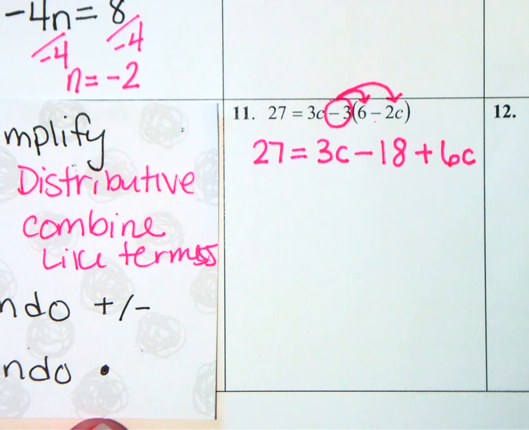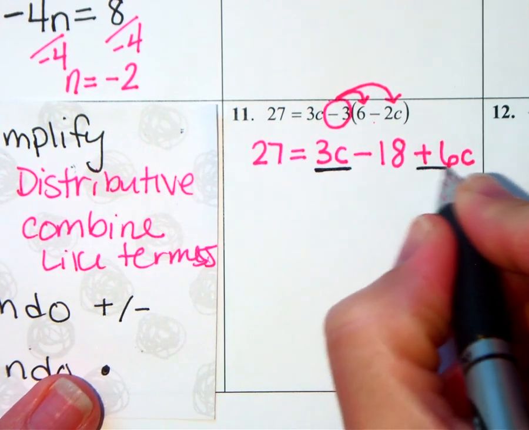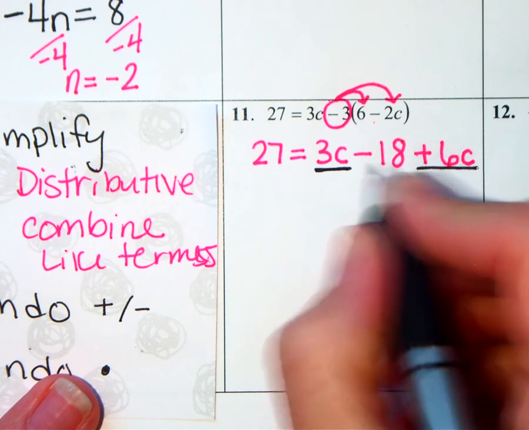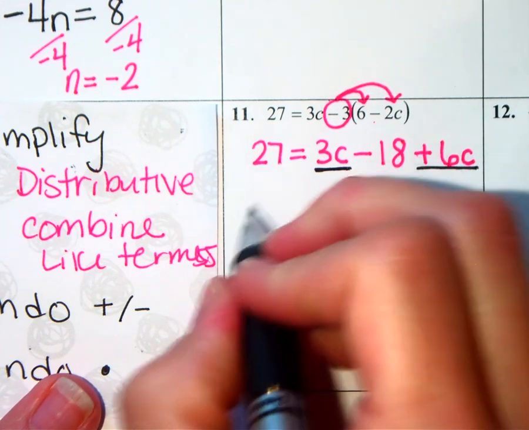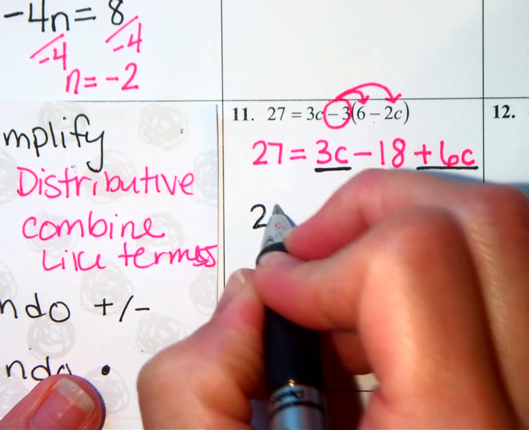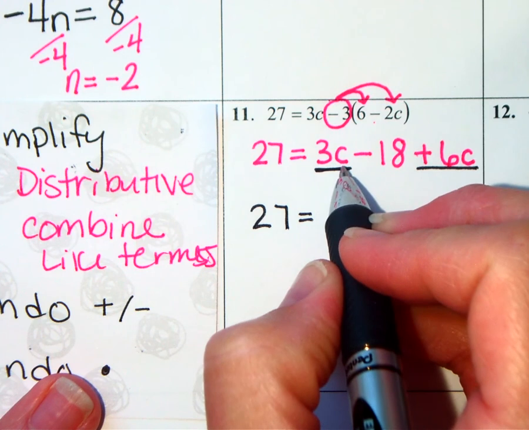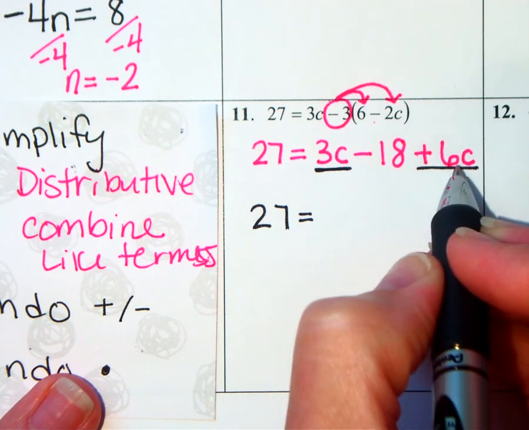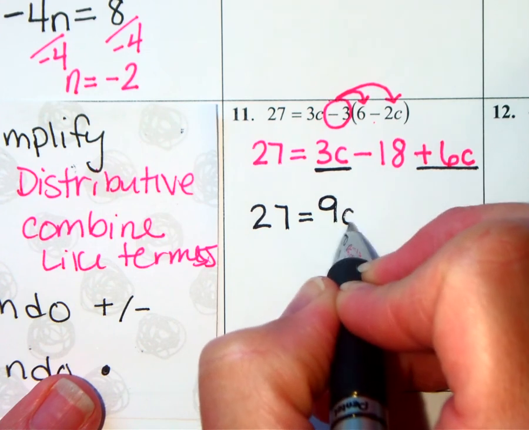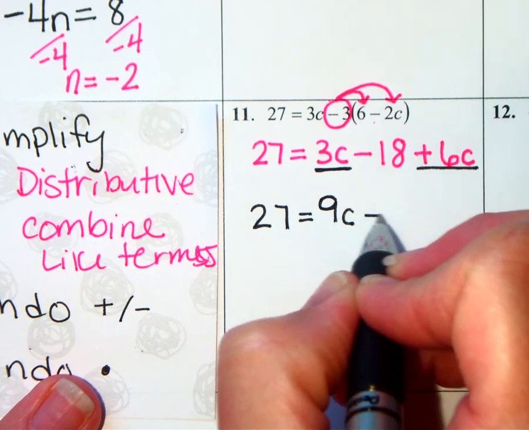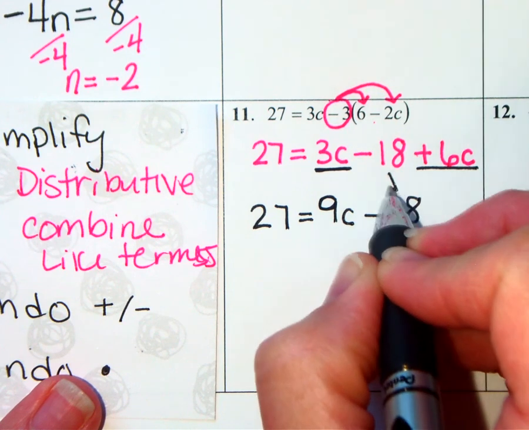Okay, now I'm going to combine my like terms. So I've got a 3c here and a plus 6c. I know that that says minus, but that minus goes with the 18. It does not go with the 3 or the 6. All right, so 27 equals 3 plus 6 is 9c minus 18. That just comes down here.